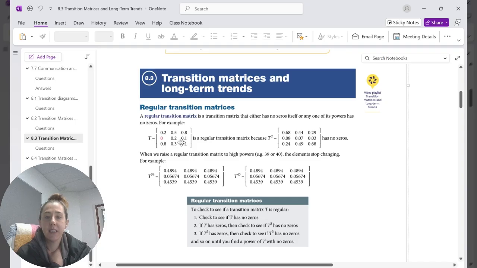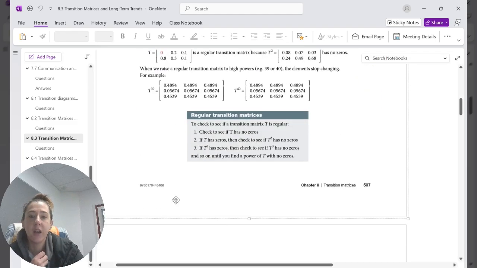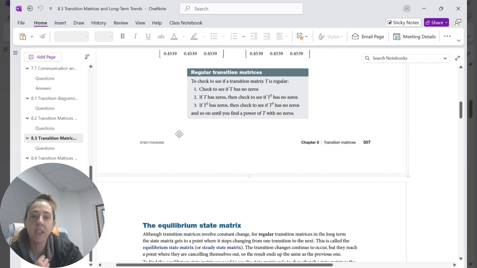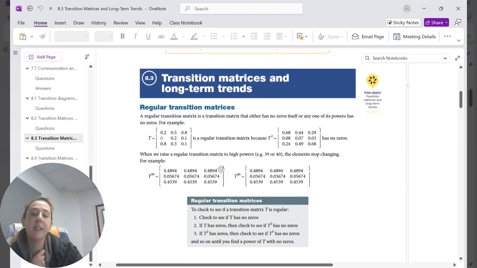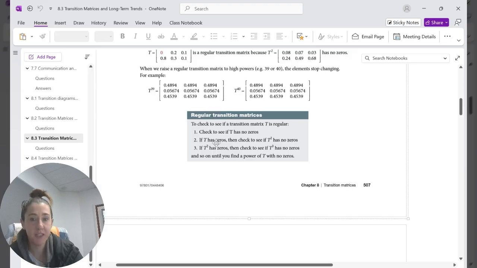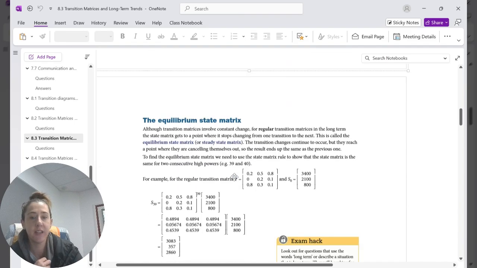So T is our regular transition matrix, and T squared has no zeros. So a regular transition matrix is a transition matrix that has either no zeros itself or one of its powers has no zeros. We don't use this a lot in the work that we're doing, but it's just something to be aware of. Keep the definition in your head, and you want to check to see if your matrix is a regular transition matrix using these criteria.